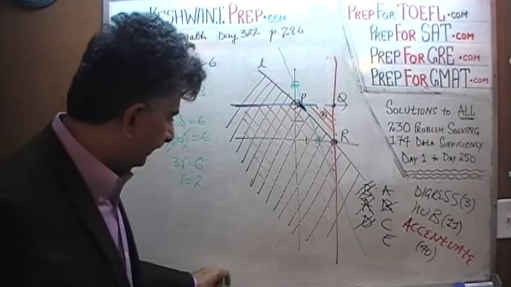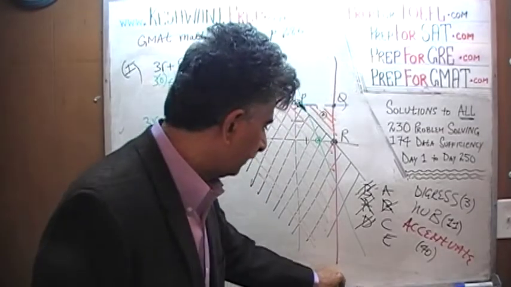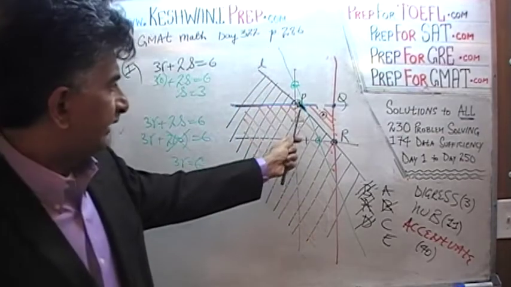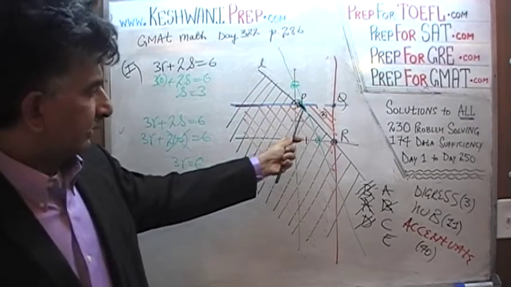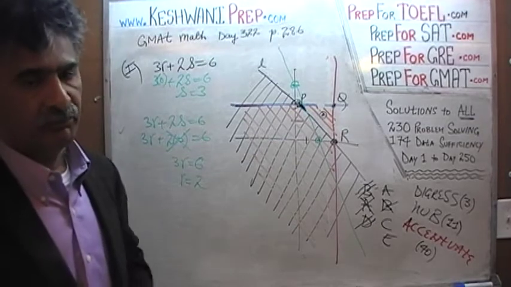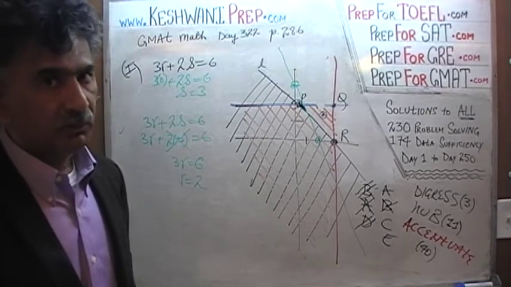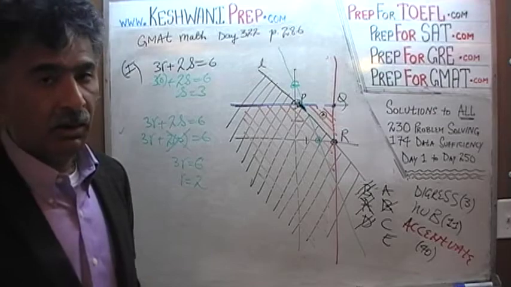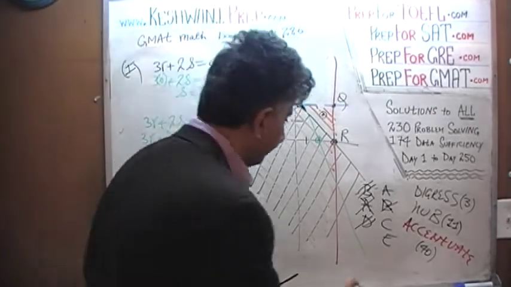Any point that falls in that tiny small triangle that you see there does not fall in the region R. All the other points will. And therefore putting the two statements together, it still does not do the job. Answer to this problem is E.